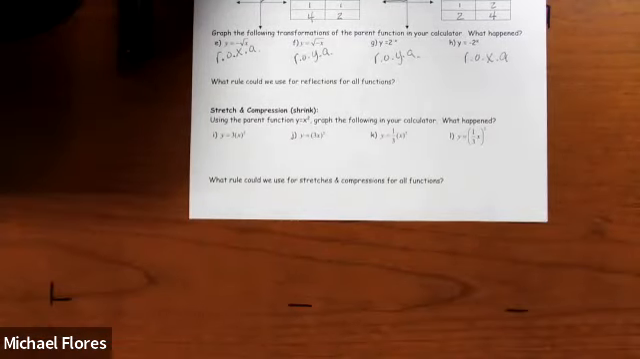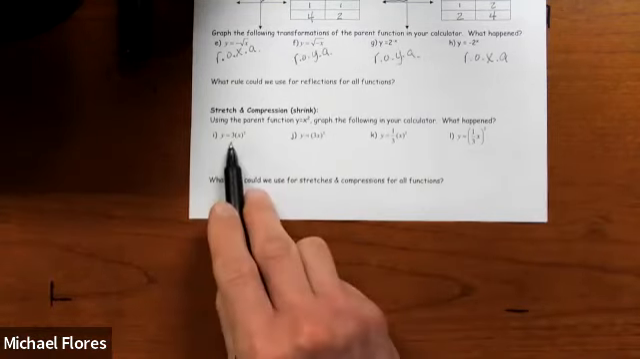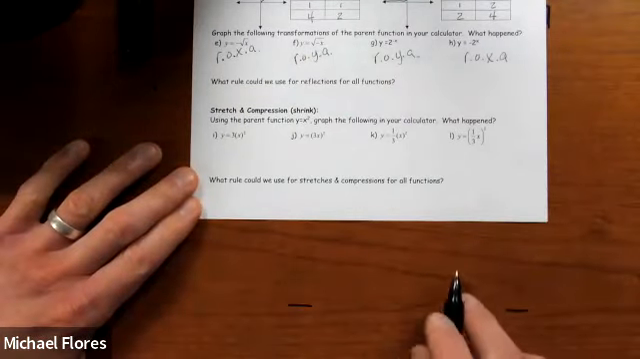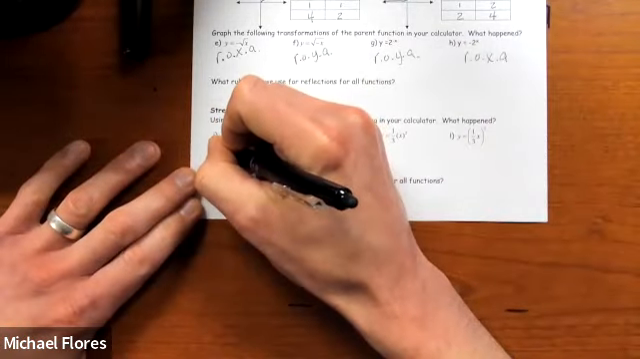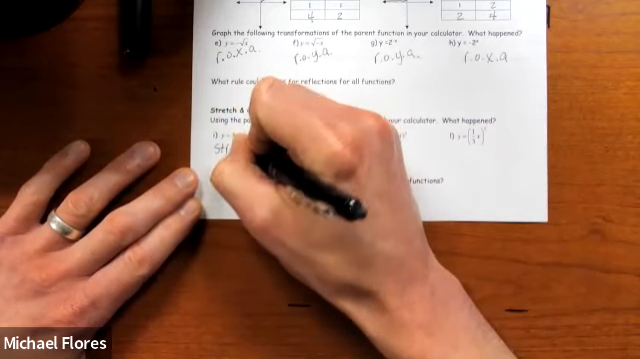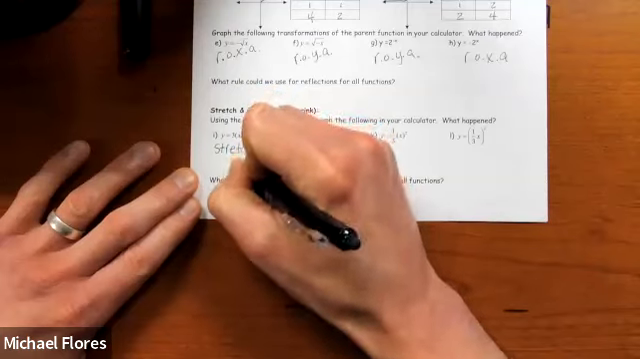Now let's deal with some stretches and compressions. Using the parent function y equals x squared, graph the following in your calculator, which I'm not going to do. And then what happened? All right, notice we have a 3 that is outside of the parentheses. This is going to be a stretch that is going to impact our y values. So we're going to have a vertical stretch of 3.